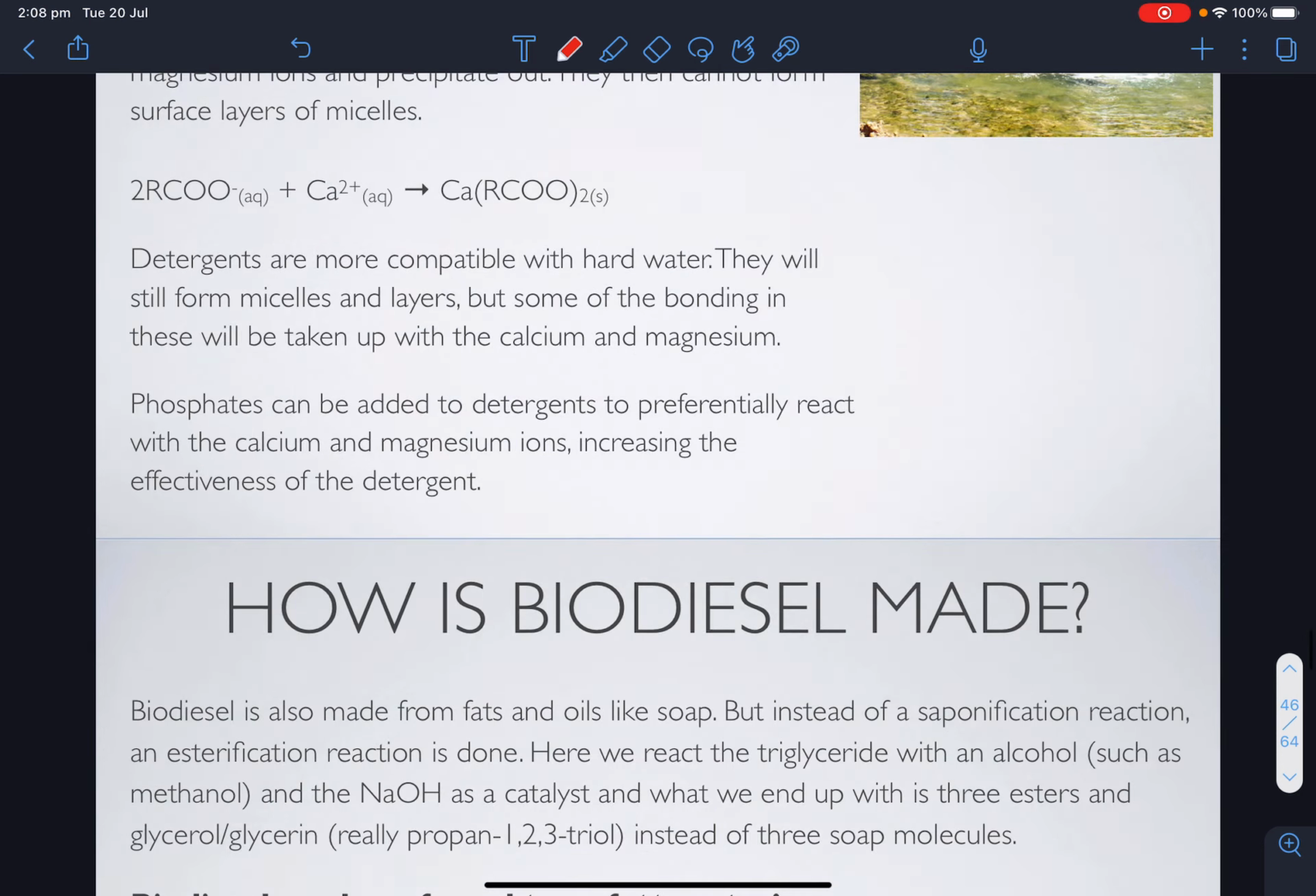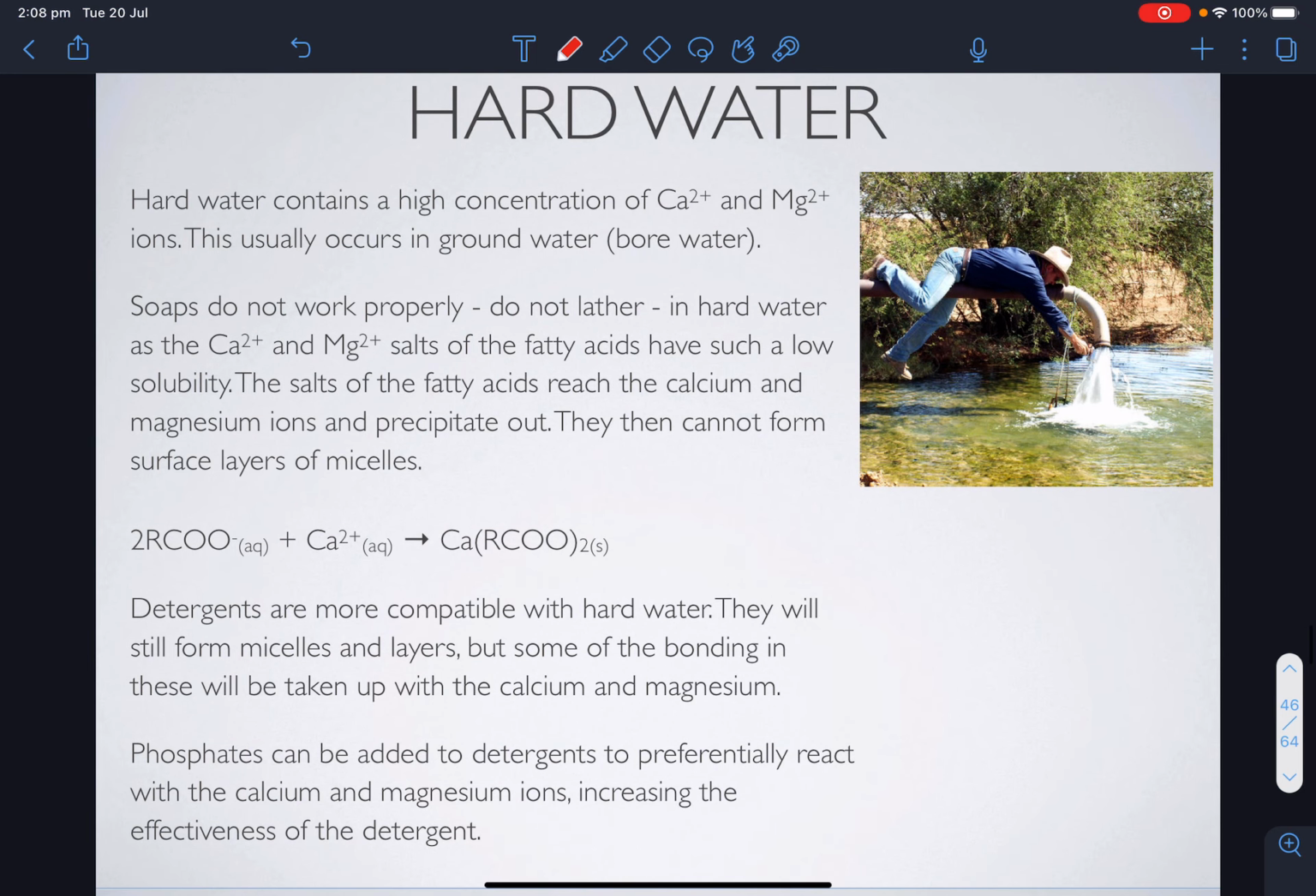Okay, hard water. I was talking about it before. Remember, the non-ionic detergent was good at working in hard water. Okay, let's define hard water first. Hard water is a term we use for water that has high concentrations of calcium ions and magnesium ions. Okay, these usually occur in water sources that come from under the ground, sometimes called bore water.